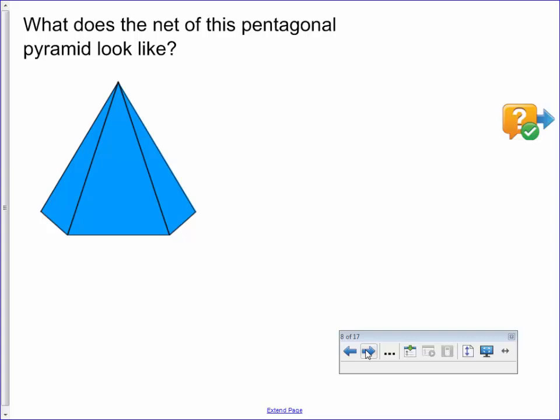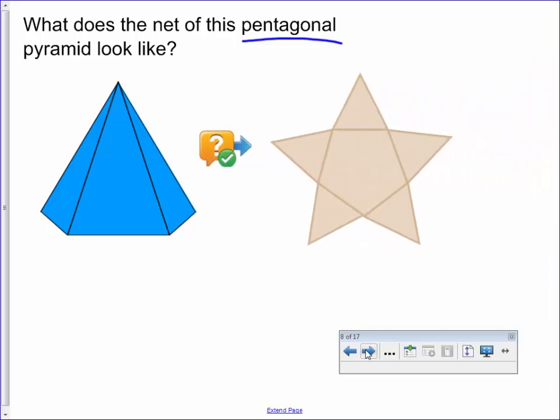What about this? It tells us it's a pentagonal pyramid. Even though you can't see the whole base, see if you can draw the net of a pentagonal pyramid. And remember, anytime you have a pyramid, it's going to be a star with your base in the middle, and then you always have triangles attached to each edge. Okay, so that's what the pentagonal pyramid net looks like.